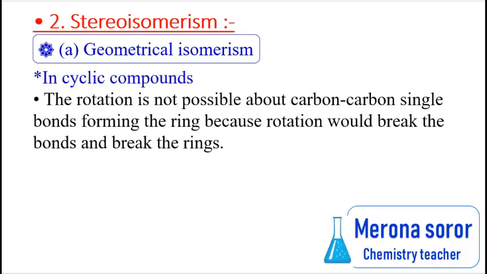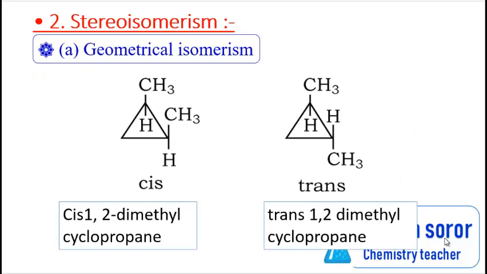In cyclic compounds, rotation is not possible about the carbon-carbon single bond forming the ring, because rotation would break the bonds and break the ring. This is the example, cis 1,2-dimethyl cyclopropane, trans 1,2-dimethyl cyclopropane.